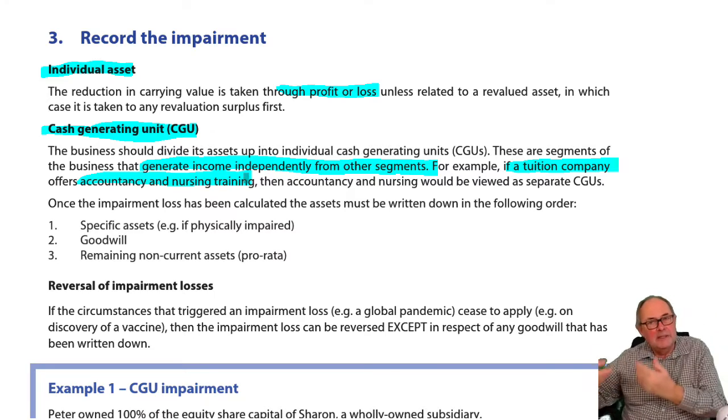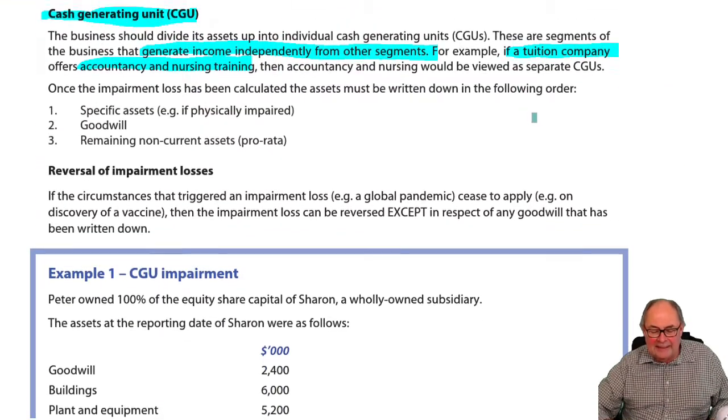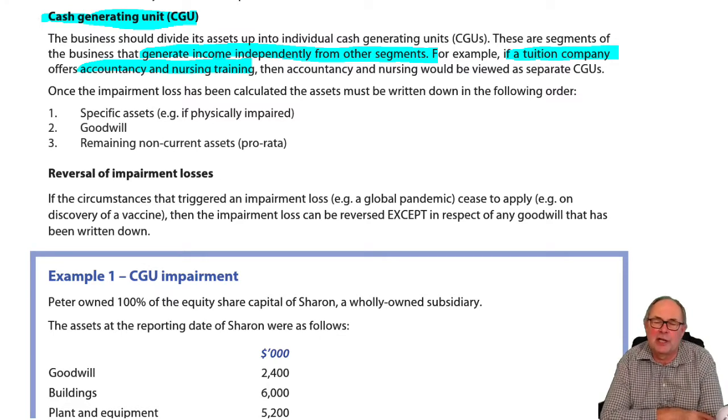Why? It's because each of them would have different discount rates. So you're not going to have to get into the horrid maths. I'm sure some of you would like to, but you're not going to in this exam. But they'll have different discount rates to work out, again, the money that would be generated by each of these cash generating units. Sometimes it's quite difficult to divide assets into cash generating units.